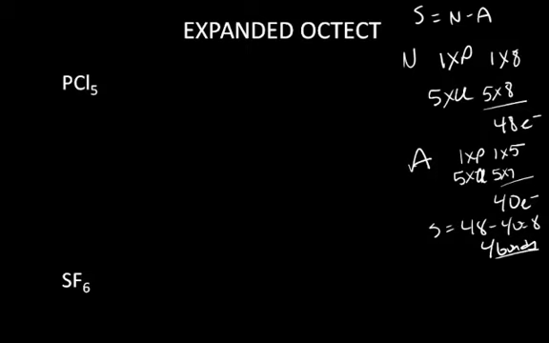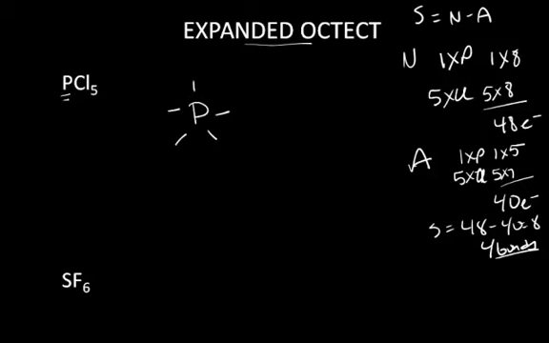Anytime you're working with a central atom that's in period 3 or above, and the S equals N minus A rule predicts that you need fewer bonds than you know you need, you know you're dealing with an expanded octet situation. So our central atom is not going to follow the octet rule.